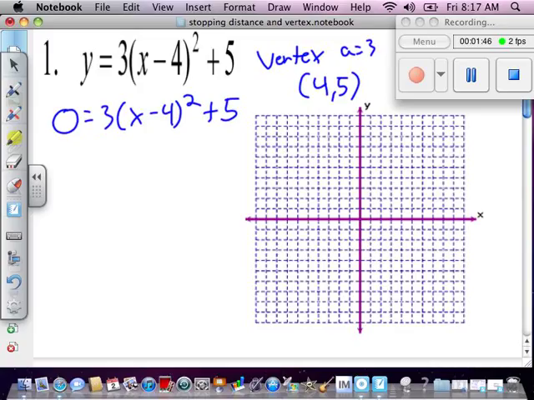Okay, let's go through this step by step. First, I am going to subtract 5 from both sides. Okay, and I'm going to get negative 5 equals 3 times (x minus 4) squared. All right, now I'm going to do what? Divide by 3, good. I'm going to divide both sides by 3. Okay, so you could leave it as negative 5 over 3, but I think you guys would rather work with decimals. Is that a true statement?